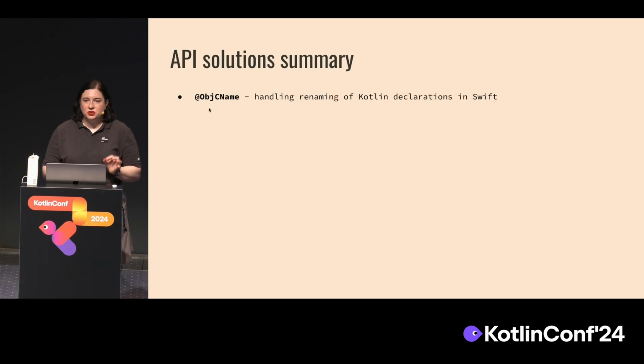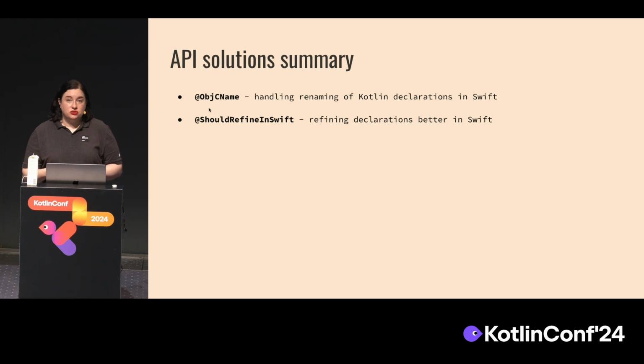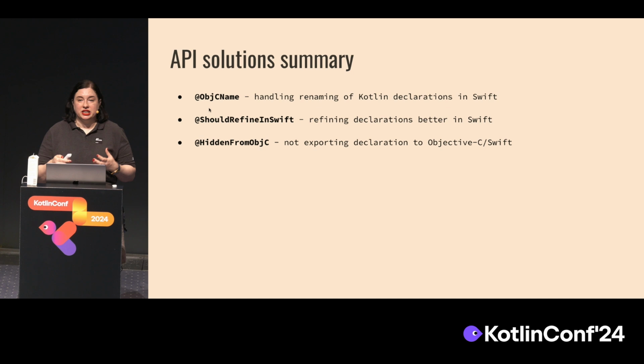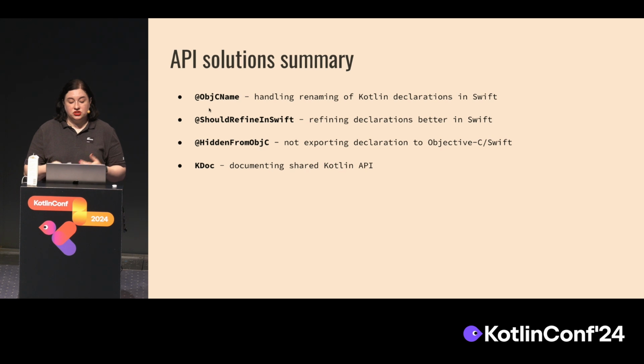So let's have a quick summary of those first 4 nuggets. So we had ObjCName, where we renamed the Kotlin declarations in Swift. Then we had ShouldRefineInSwift, where we defined the Kotlin function a bit better in Swift. And then we had HiddenFromObjC, so we didn't export the declaration to Objective-C and Swift. And we had KDoc for documenting our shared Kotlin API a little bit better.